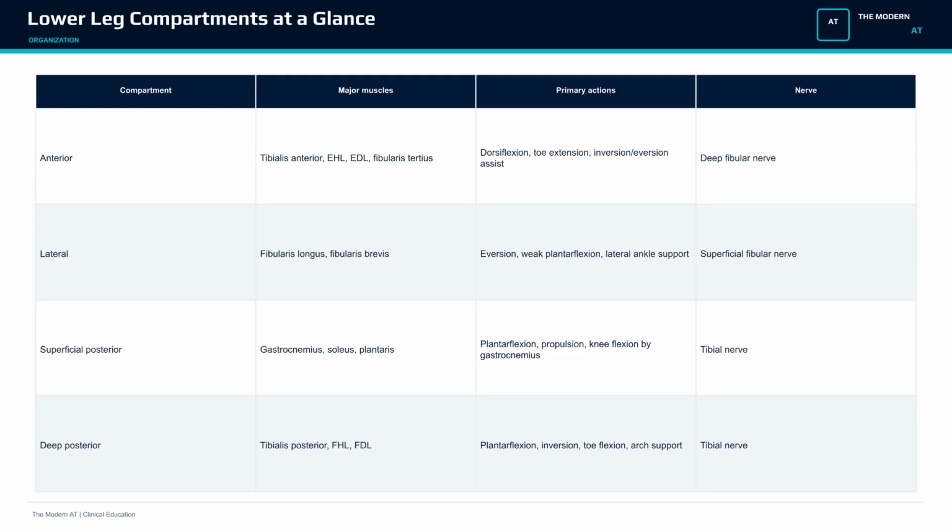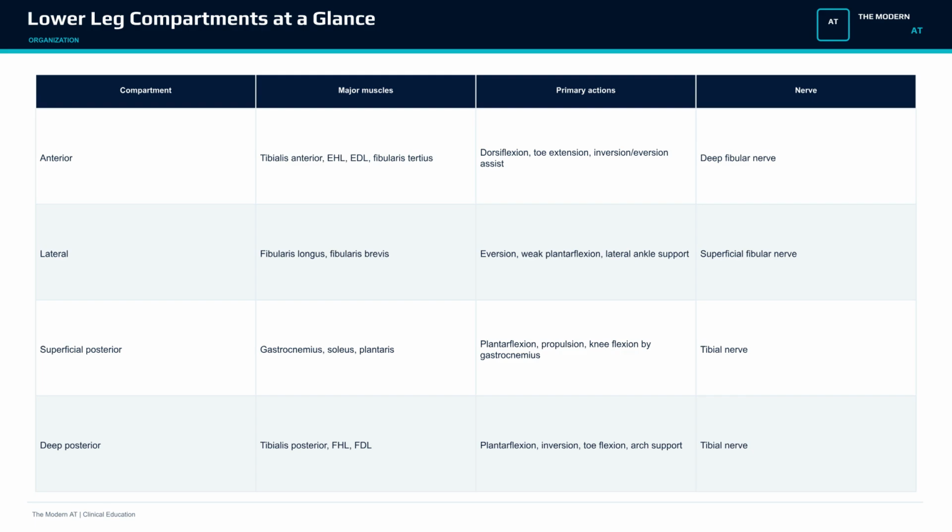This table gives a quick overview of the four major compartments. The anterior compartment includes tibialis anterior, extensor hallucis longus, extensor digitorum longus, and fibularis tertius. Its main roles are dorsiflexion and toe extension, with the deep fibular nerve as the key nerve. The lateral compartment includes fibularis longus and brevis. These muscles evert the foot and support the lateral ankle through the superficial fibular nerve.